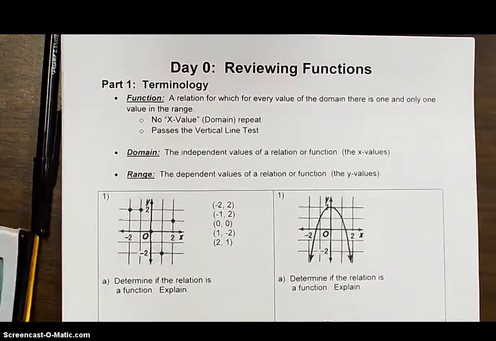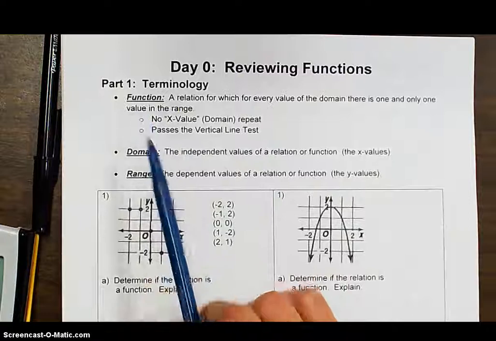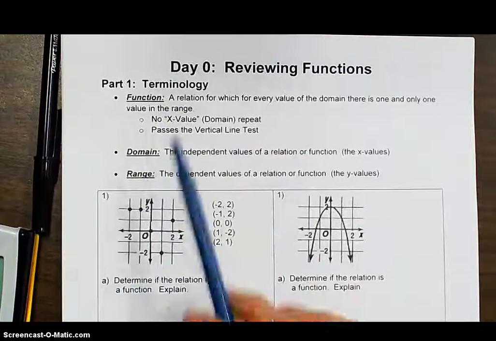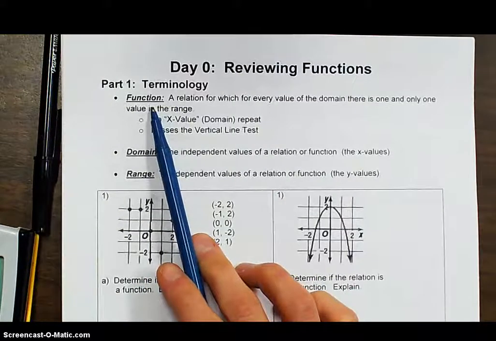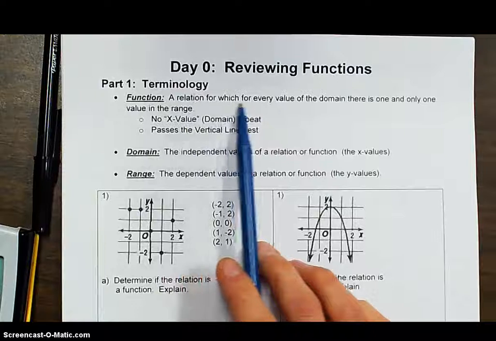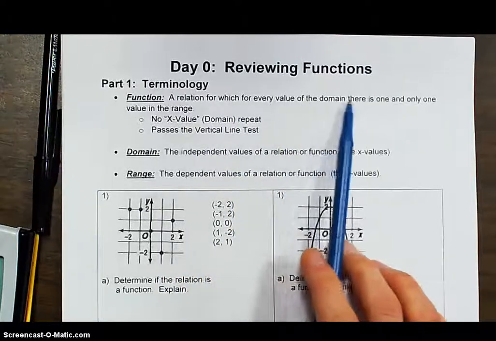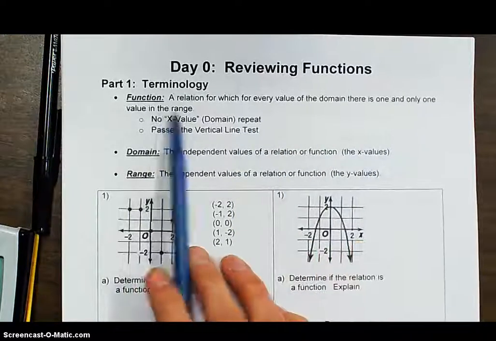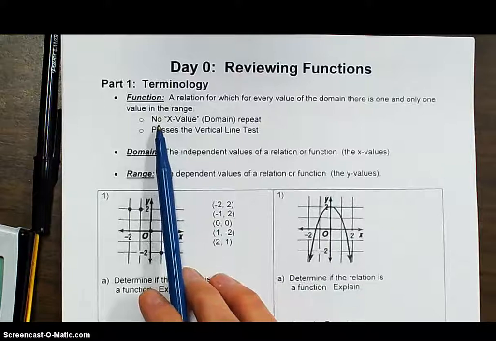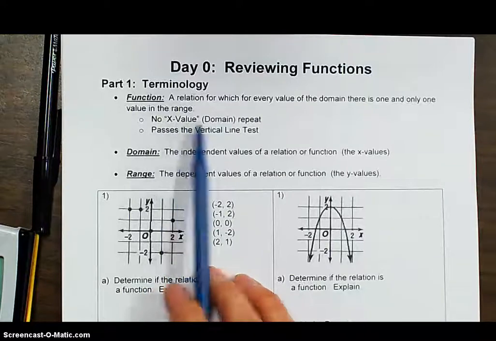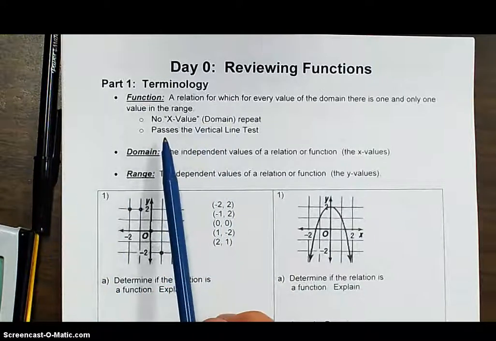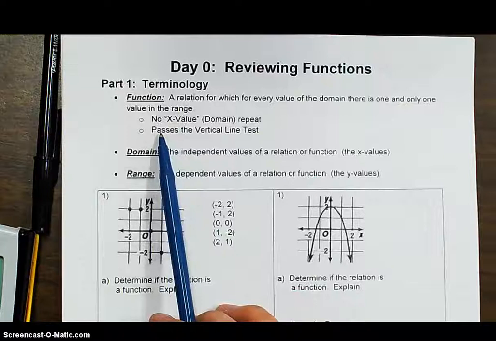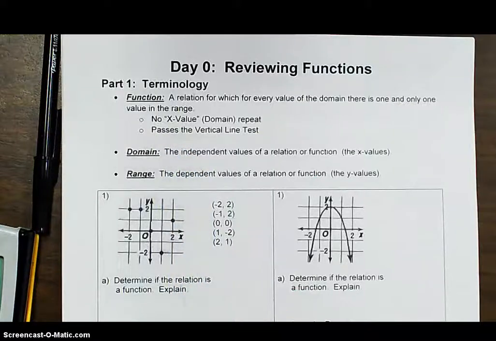Our first three vocabulary terms are function, domain, and range. As a reminder, a function is a relation for which for every value of the domain, there is one and only one value of the range. In other words, no x values will repeat. Or if you're looking at a picture, it's going to pass the vertical line test.